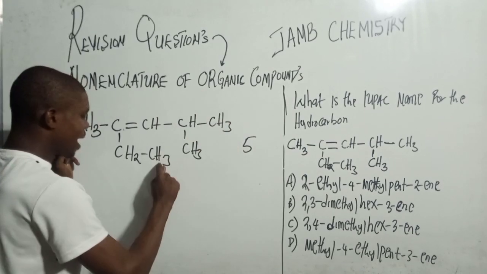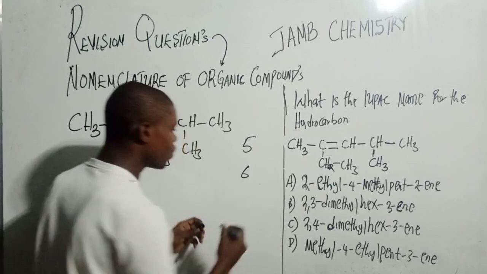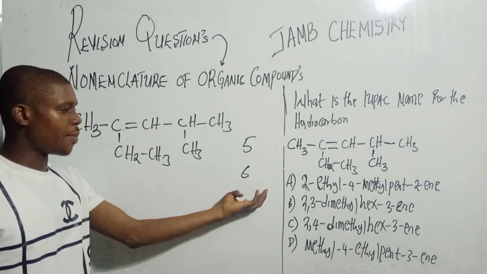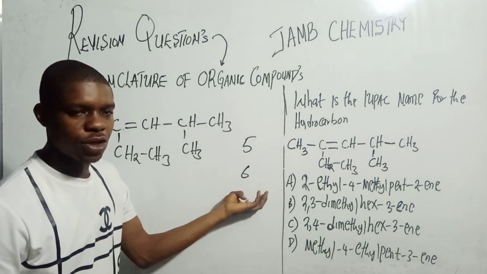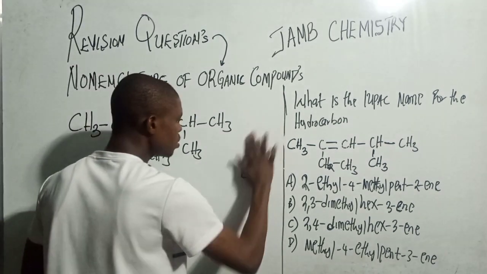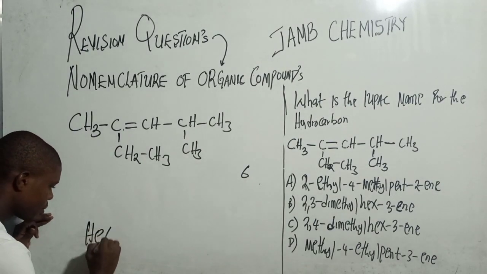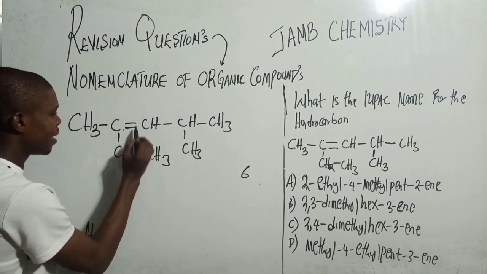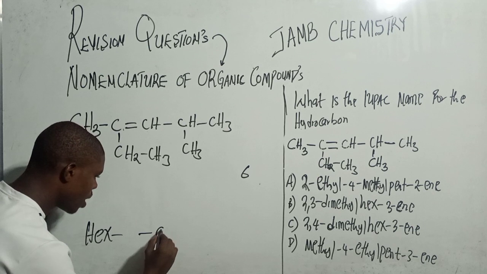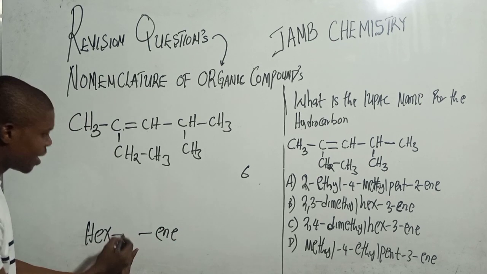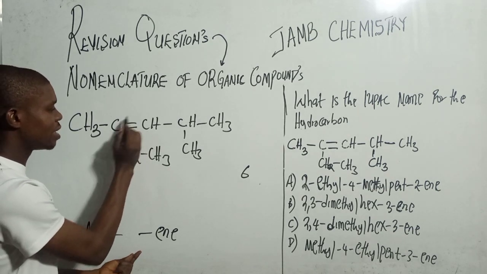Let's take from here to here: 1, 2, 3, 4, 5, 6. We also have a chain that contains 6 carbon atoms. The chain that contains the highest number of carbon atoms is going to be the parent chain. Do you get that? So my parent chain, because it's 6, is going to be hex, and there's a double bond there. I leave a space here and put ene. This space I'm leaving is to tell the position of the double bond.